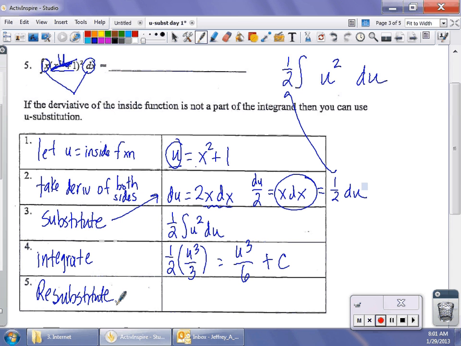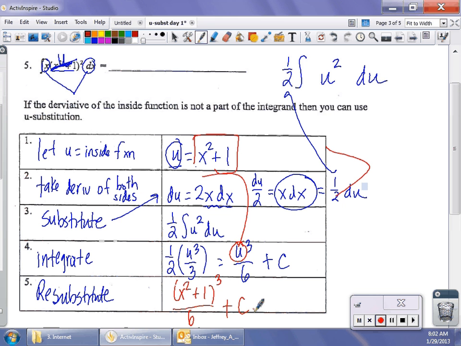Now my key to substitution is in my first 2 steps right here. That's how I know what to substitute. So I have, the u has to come out now. U is equal to x squared plus 1, so I'm going to put it back in. So I end up with (x squared plus 1) quantity cubed over 6 plus c.